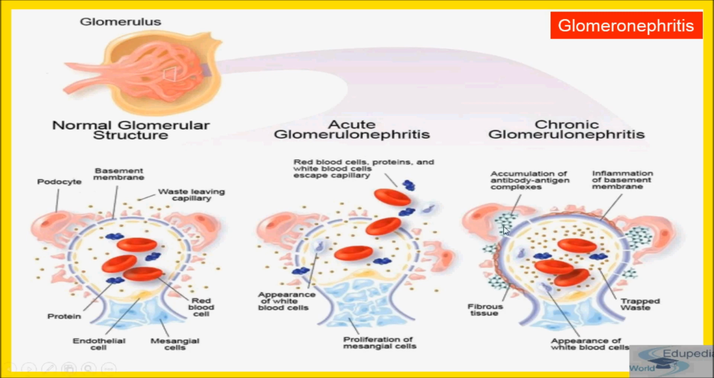Now comes chronic glomerulonephritis, in which the accumulation of antibody-antigen complexes is seen. See, this is the antigen and antibody complex, and this gets accumulated just in the surrounding of this membrane. In this condition, inflammation of the basement membrane is seen in chronic glomerulonephritis. And these are trapped wastes. Waste also gets trapped. As you can see, in the normal glomerular structure it is not trapped, but in this case the waste is trapped here, and the appearance of white blood cells is also seen in the chronic glomerulonephritis condition.